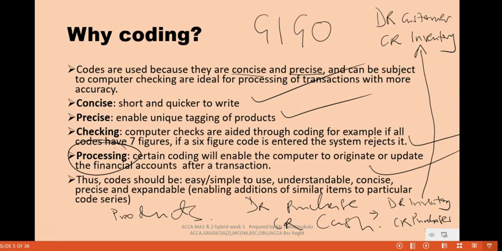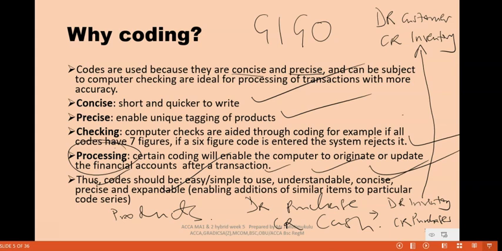So code should be easy or simple to use, understandable, concise, precise, and expandable, enabling additions of similar items to particular code series. When we say the code should be expandable, we do not want a situation where, when we reach some level, it is impossible to input or expand the code. So whenever you are crafting a code for your business, you need to consider whether we are going to cater for many things or whether we will remain the same for quite a longer period.